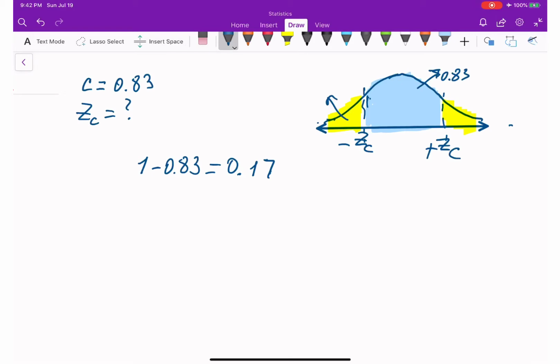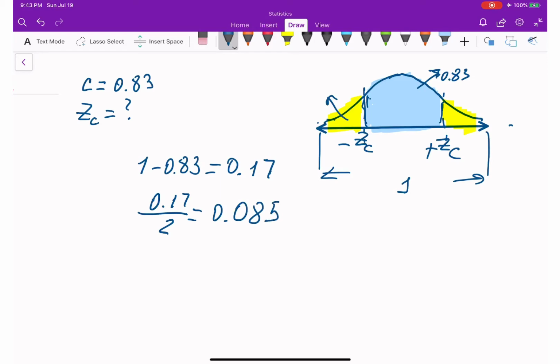So I'm going to divide 0.17 by 2, because I need one tail. 0.17 covers two tails. If this entire area is 100% or 1, and I subtract 0.83, I will get these two yellow areas. To get one, I have to divide by 2, because these two yellow areas are symmetric. So I'm going to get 0.085. This is the area, the probability.